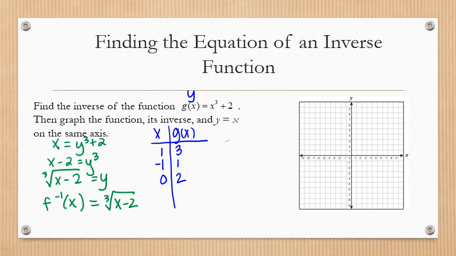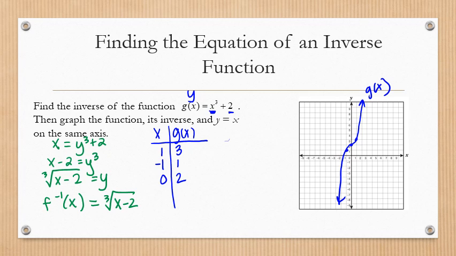Let's see what we get. Got 1, 3, negative 1, 1, 0, 2. So we know this is going to be the cube function shifted up 2, which is what we've got here. So this is our g of x.